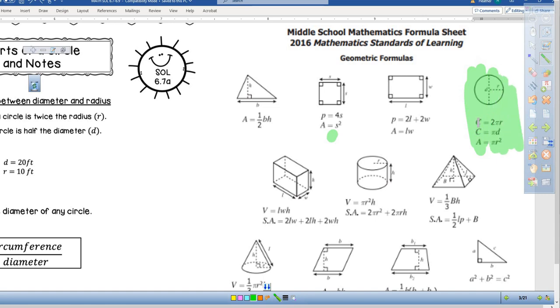C stands for circumference. That should be review. So you can either use 2 times pi times r or pi times diameter. And then for area, you're going to use pi r squared. Circumference is the distance around the circle, kind of like perimeter, but we just call it circumference. And then area is the space inside.